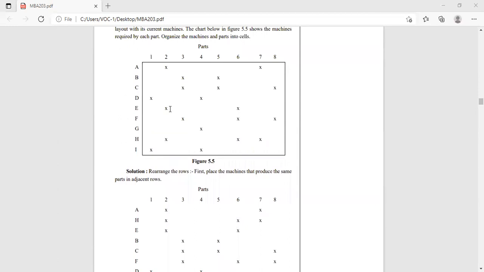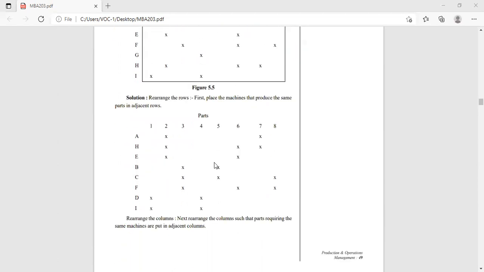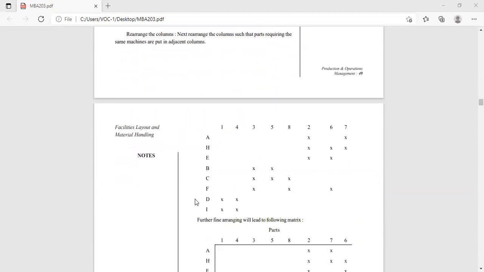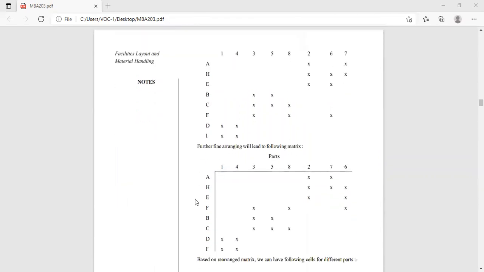So here are the given machines, like A, E and H. A, H, E is given in the same sequence. These are the first; we have to rearrange the rows, then the columns are rearranged. Further fine arrangement will lead to the following matrix. Here you can see the example.